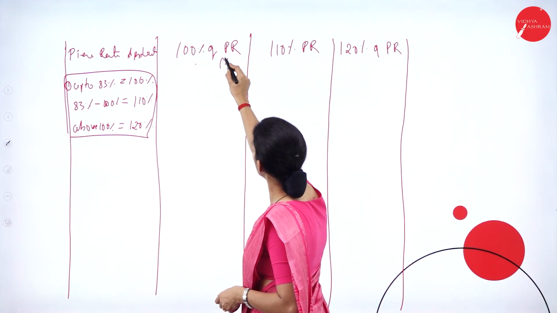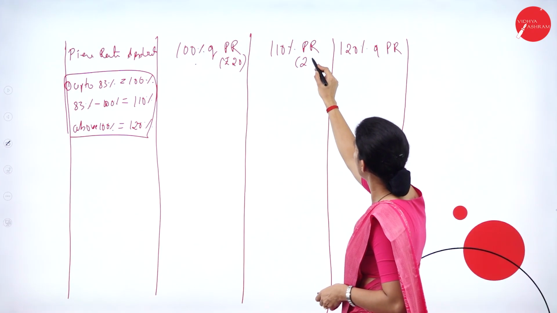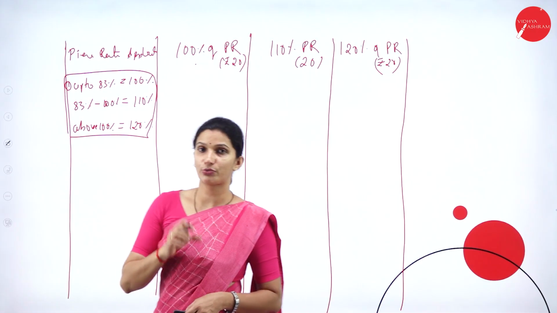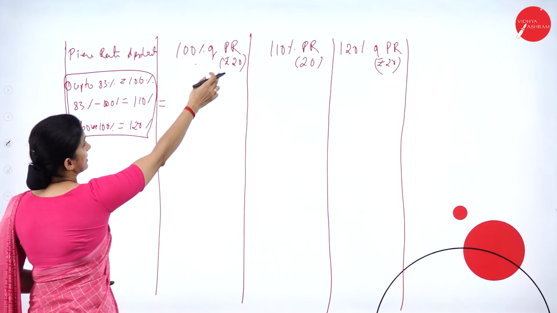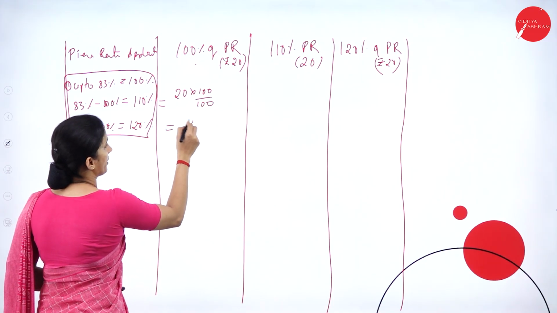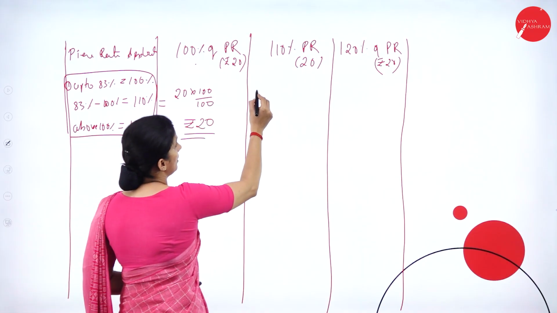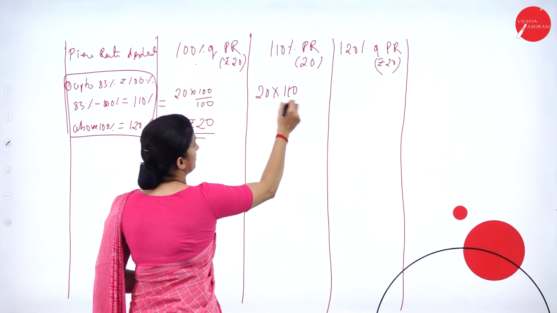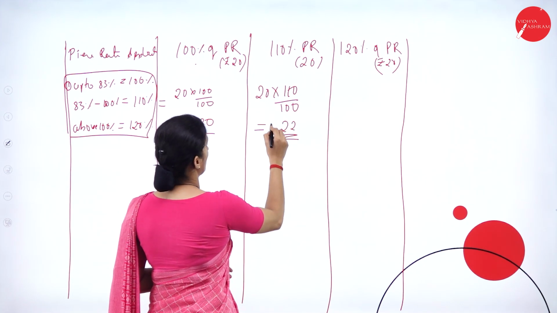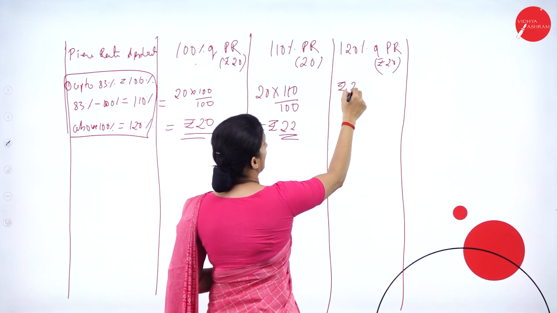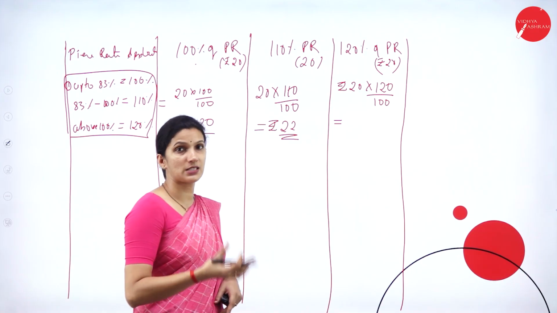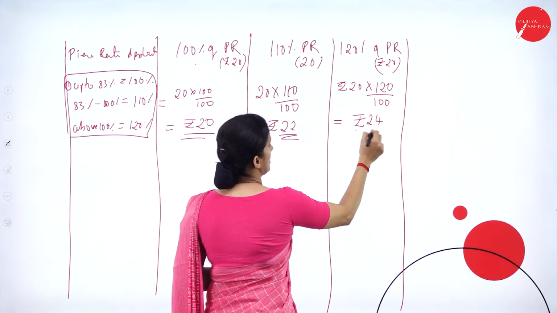So here piece rate is rupees 20. It is directly given in your question. So what is the rate applicable? 20 into 100%. That means the rate applicable for A is 20 only. Here 20 into 110%, so the rate applicable here is rupees 22. Here rupees 20 into 120%, so the rate applicable for C is rupees 24. So this is the piece rate.